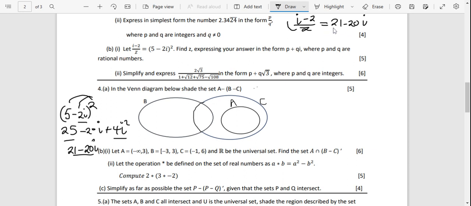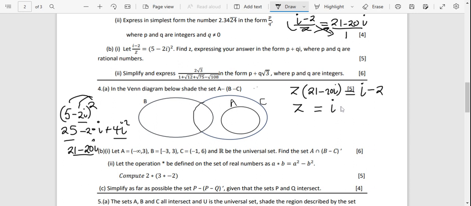I'm going to cross multiply. I'll say this is also over 1. I'll multiply this by this, and then z by that. So what we are going to have is z, open brackets, 21 minus 20i. And that is going to be equal to i minus 2 times 1. That will just be i minus 2. To remain with z, divide both sides by 21 minus 20i.